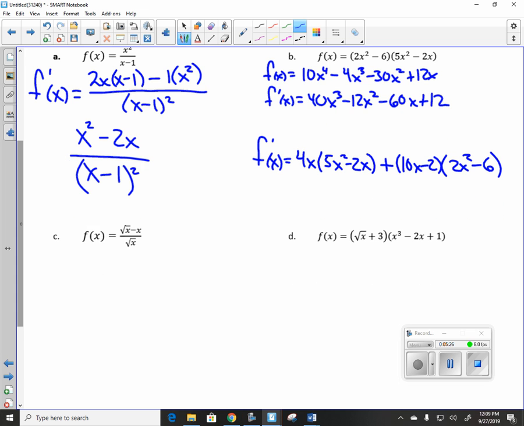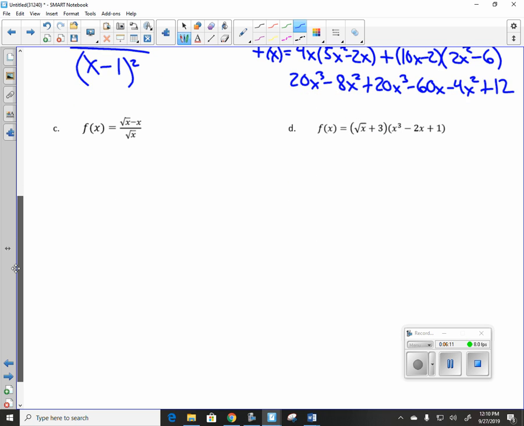Now, what I'm going to do is I'm just going to verify that these are in fact the same. So I would have 20x cubed minus 8x squared plus 20x cubed minus 60x minus 4x squared plus 12. So I went ahead and FOILed that out. Do we have a 40x cubed here? Yep, we do. Do we have a negative 12x squared? Yep. Do we have a negative 60x? And do we have a positive 12? Yeah. We're good, huh?